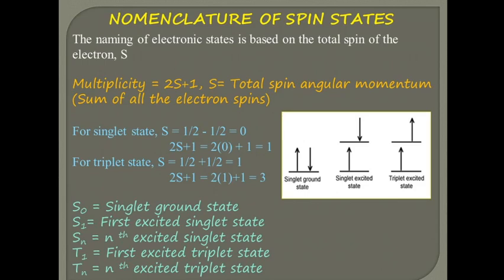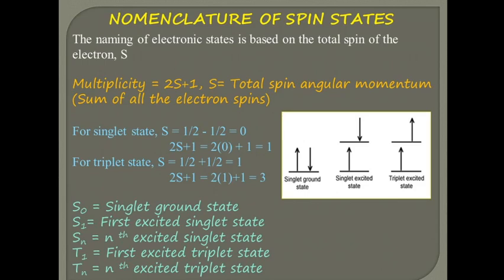For the singlet state, one electron is in the clockwise direction and the other electron is in the anti-clockwise direction. It is plus half and minus half, so the total S is equal to 0. If this value is substituted in the formula 2S plus 1, that is 2 into 0 plus 1, it is equal to 1.